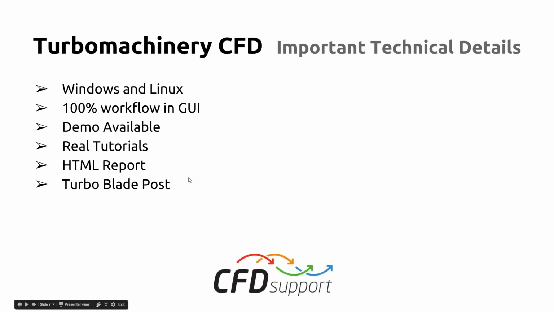Turbomachinery CFD includes a visual post-processing tool called TurboBlade Post, which is a special set of software plugins for ParaView. The workflow is fully automated, and it can be further scripted in Python if necessary. And it can be connected with other software through this scripting.